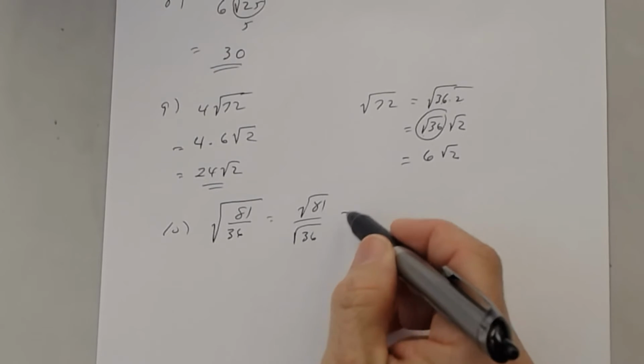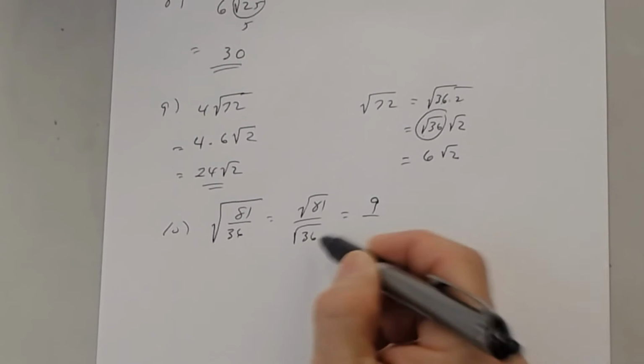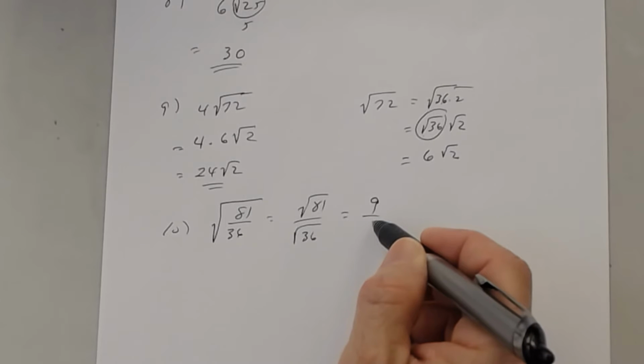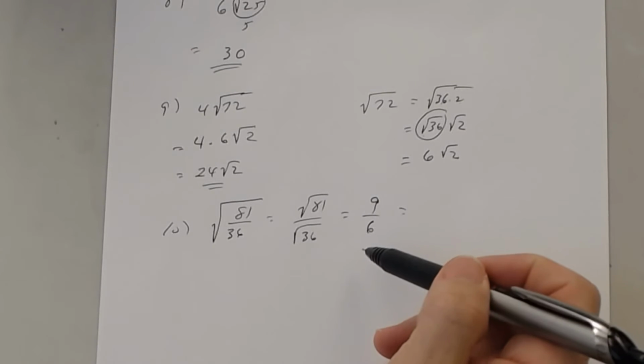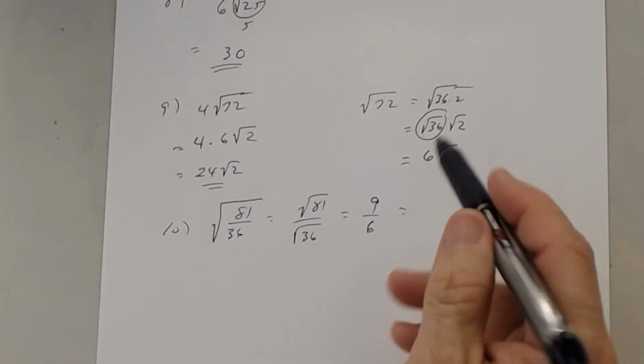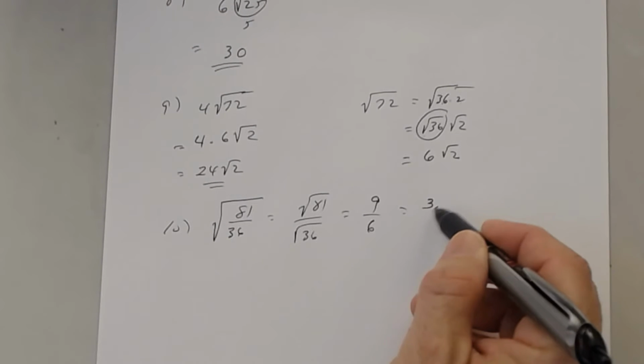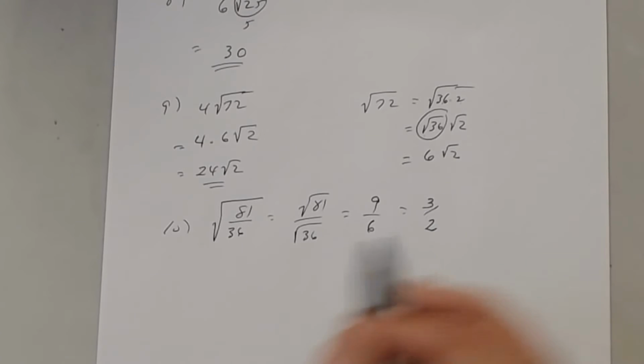And now what's the square root of 81? 9. And what's the square root of 36? 6. But I can reduce that. 9/6 reduced is what? 3 over 2.